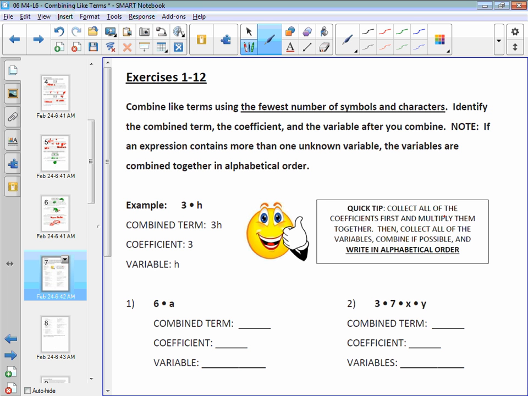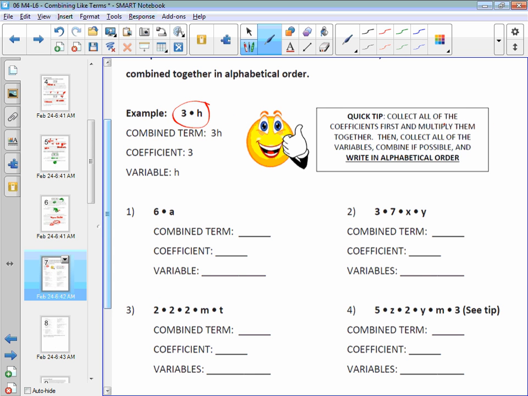So the example, 3 dot H, which means multiplication. 3 dot H, how many terms? 2. They can be combined together to make how many terms? 3H, 1 combined term. 6 times A, combine it, what do you get? 10. What's the coefficient? What's the variable?